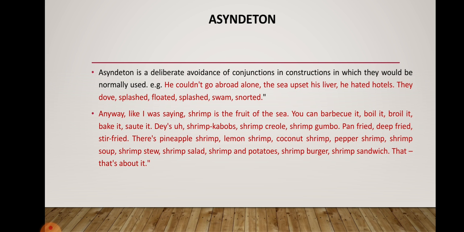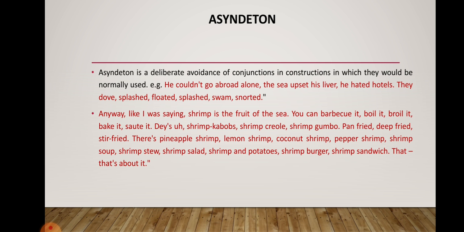Asyndeton is a deliberate avoidance of conjunctions in constructions in which they would be normally used. For example, he couldn't go abroad alone. The sea upset his liver. He hated hotels. They dove, splashed, floated, swam, snorted. So normally there should be at least one conjunction "and" before the last verb. They splashed, swam, and snorted.